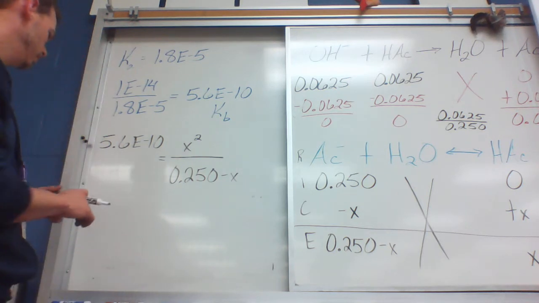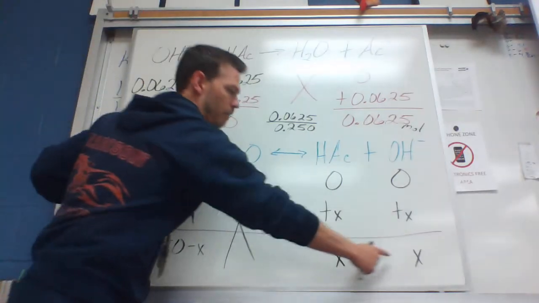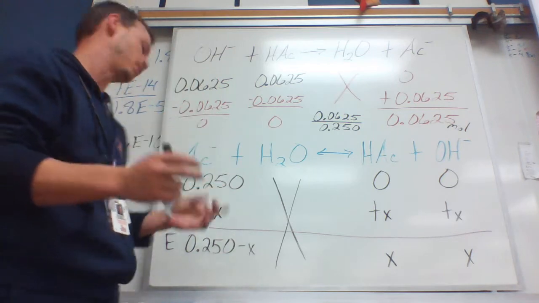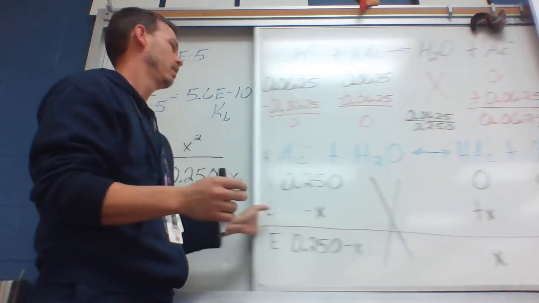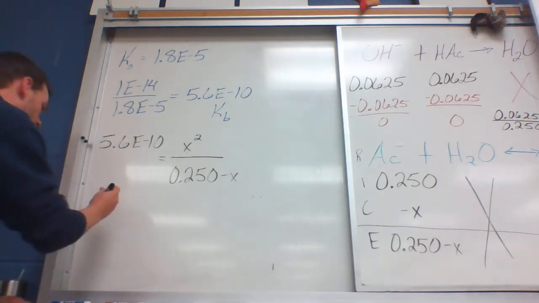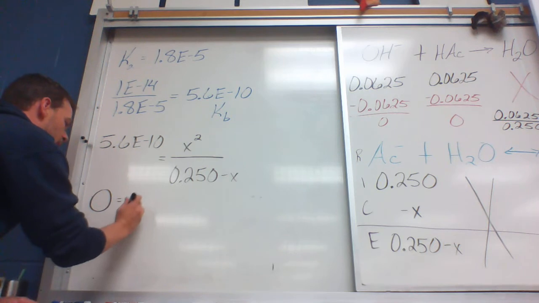Where'd you get the X squared from? Oh, because it's X times X. Remember, it's the products times each other over the reactants times each other, but there's only one reactant. Come on, keep working, guys. Keep working with me. Stop me if I do something that you don't understand.